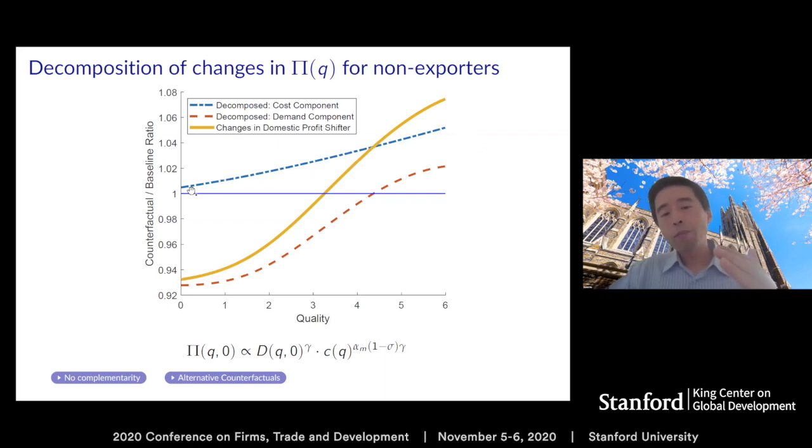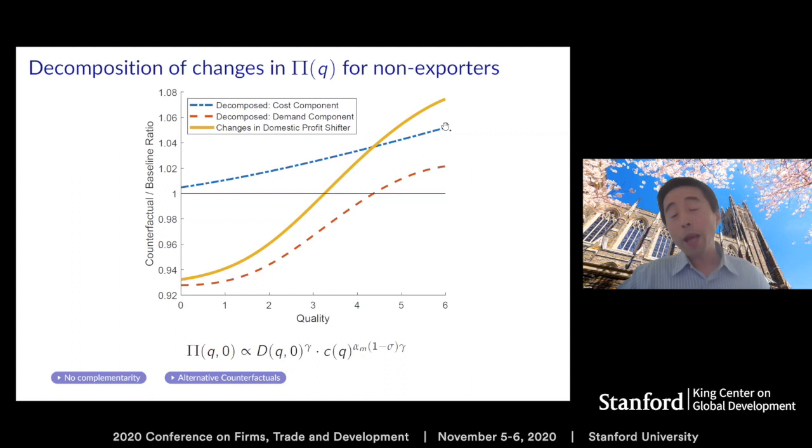Let's decompose this into the CQ and DQ, right? Remember, this is no more than just composition coming from the input side and coming from the demand side. So coming from the input side, what you can see here is that this is going up, meaning that we're kind of flipping this around. Basically, we're trying to say lower cost is actually good. So this is contributing to the profitability, okay?